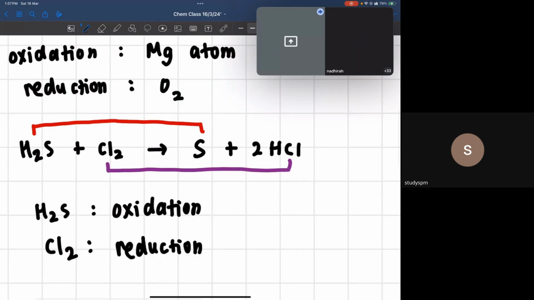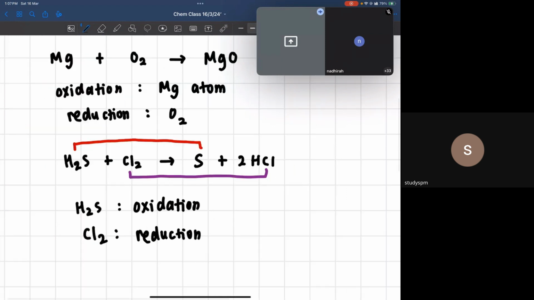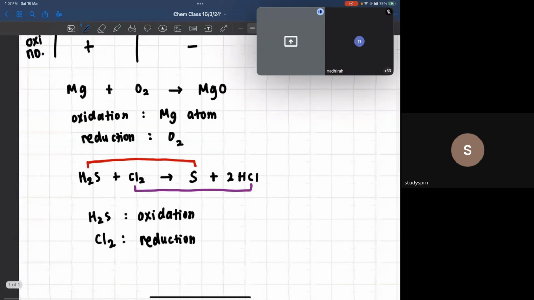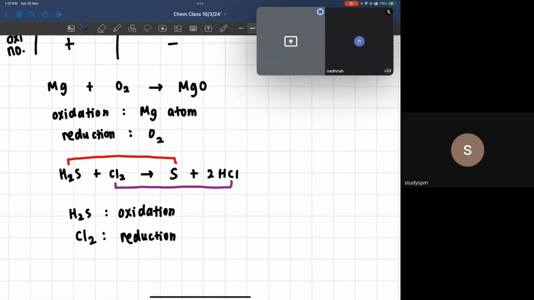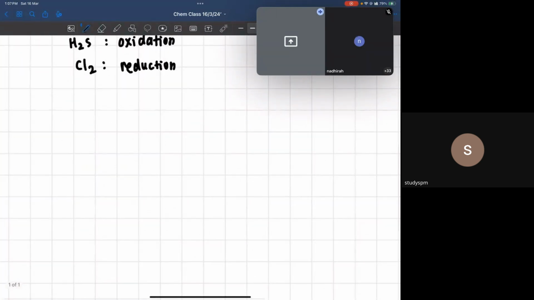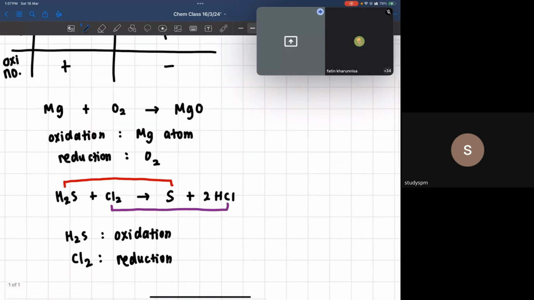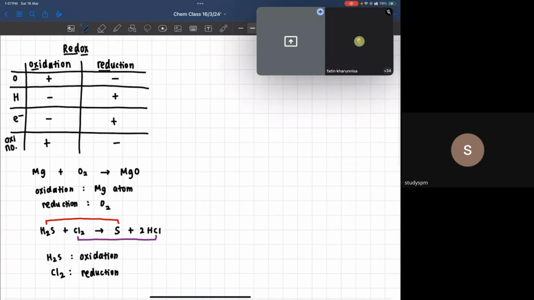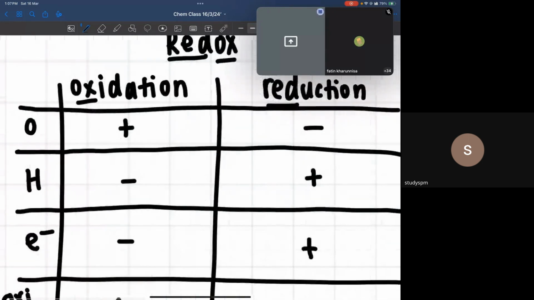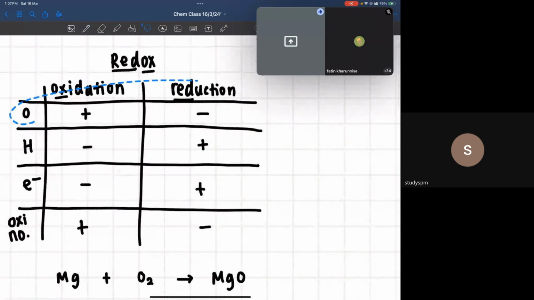In our SPM, they ask this kind of question. Not only one question, there are 2 questions like this. It was very easy. Okay. And this is very simple. And then let's see. I think this is more than enough already for the examples of oxygen atom and hydrogen.